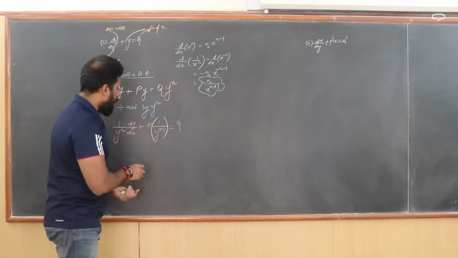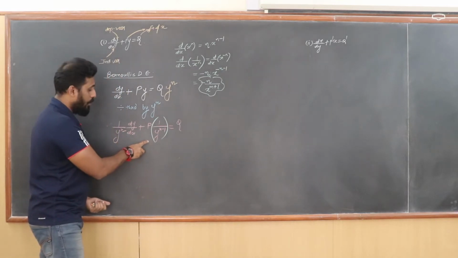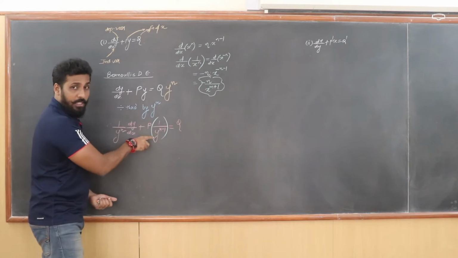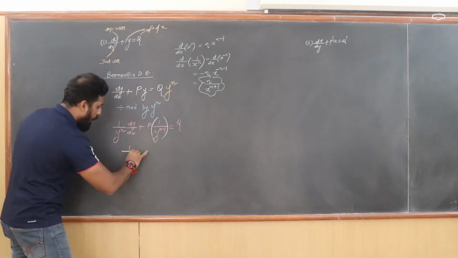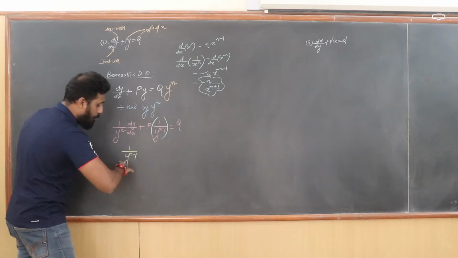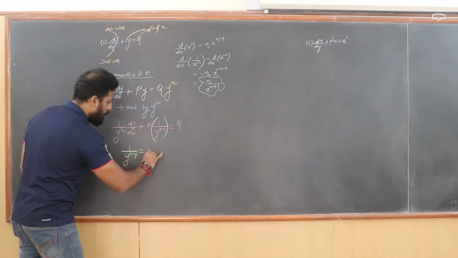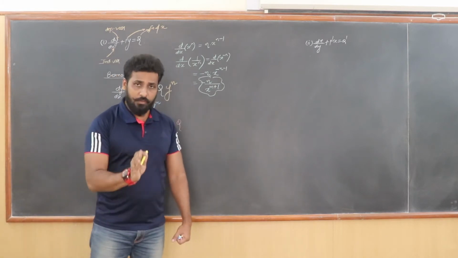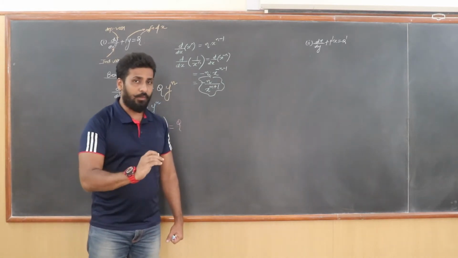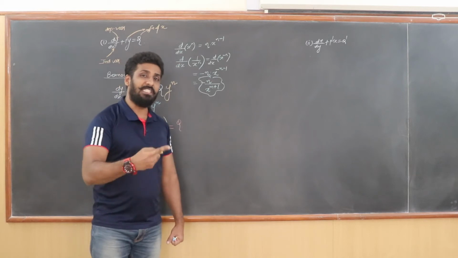So now if I come here, if I look at the terms over here, I have 1 upon y raised to n minus 1. What I will do here is I am going to substitute this 1 upon y raised to n minus 1 as v. Let's substitute our dependent variable, which is y. So 1 upon y raised to n minus 1 with a new dependent variable, which is v.